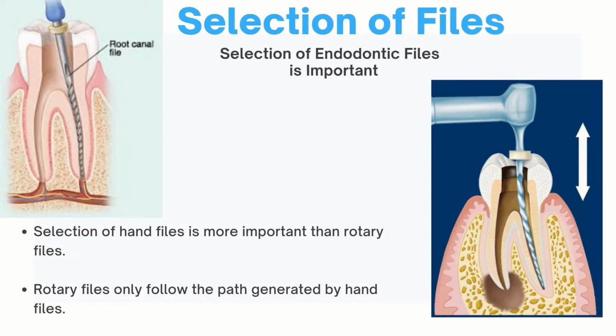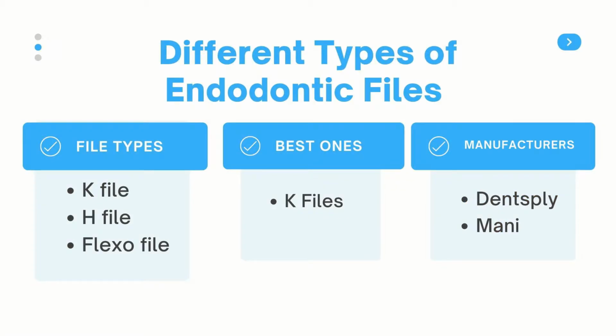So I always give good importance to the selection of hand files. Selection of hand files is more important than the selection of rotary endodontic files, because the rotary files only follow the path generated by the hand files. There are a lot of different types of endodontic hand files like K files, H files, flexo files, etc. But the most commonly used and best hand files are the K files.